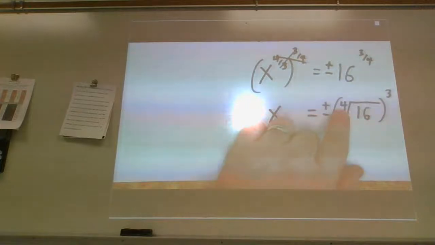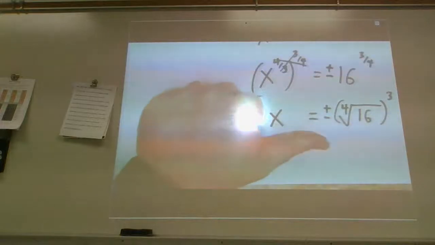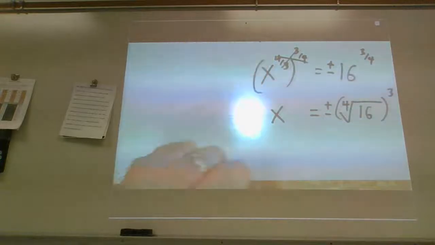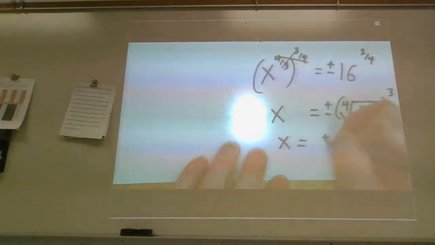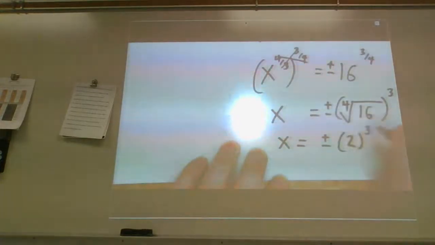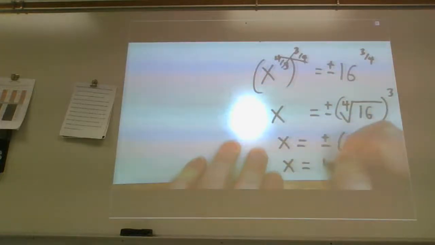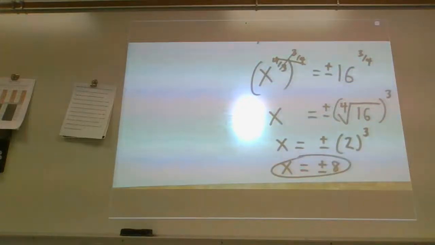The fourth root of 16, if you're able to figure this out, well, what is 16? 16 is 2 times 2 times 2 times 2. That's what 16 is. 16 is 2 to the fourth power, which means the fourth root of 16 is nothing more than a 2. That 2 is still being cubed. That plus or minus is still coming down for the ride. And we get our answer.